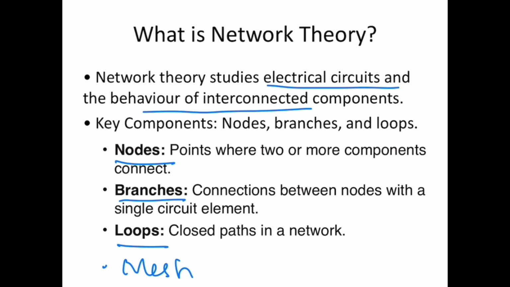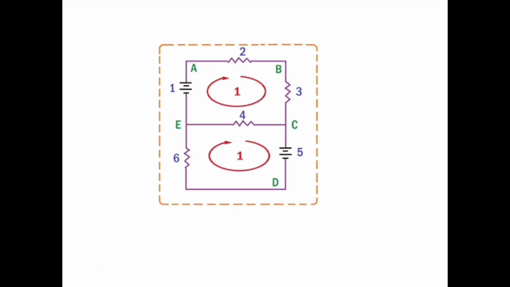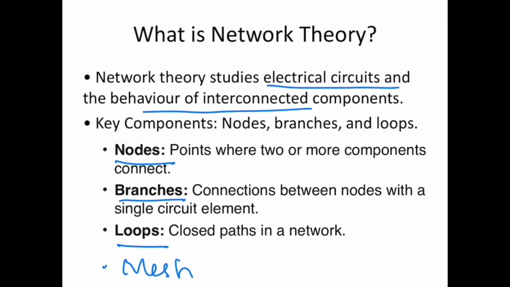Nodes, branches, and loops are in any network, be it a psychological network, a neurological network, or a biological network. There are many types of networks, and in engineering networks also we have these common points. How it is associated with electrical circuits is what we are going to check. In electrical circuits, nodes are points where two or more components connect.